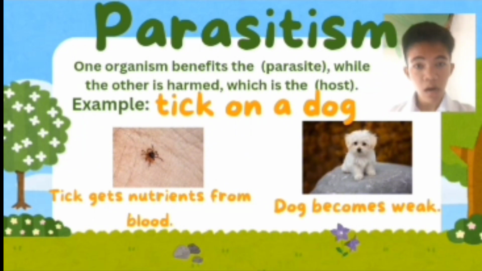So in here, one is happy and one is hurt, because one organism benefits but the other is harmed. The one that gets benefits in here is the tick, and the other that's harmed is the dog. Why? Because the tick sucks the blood to get food, while the dog gets weak in its sleep.